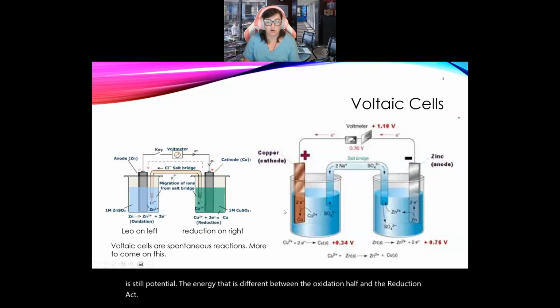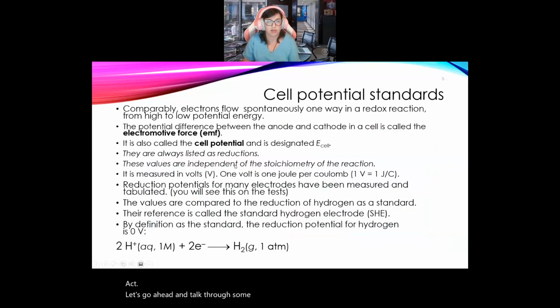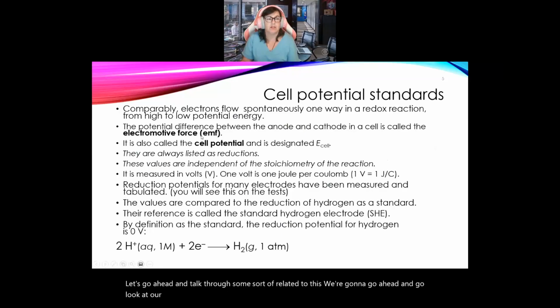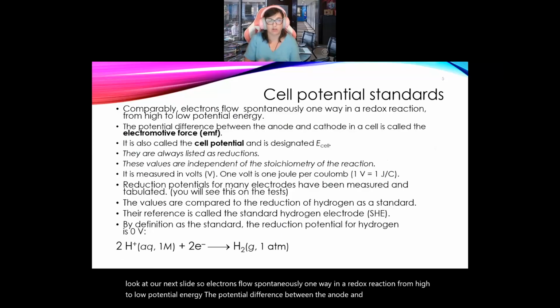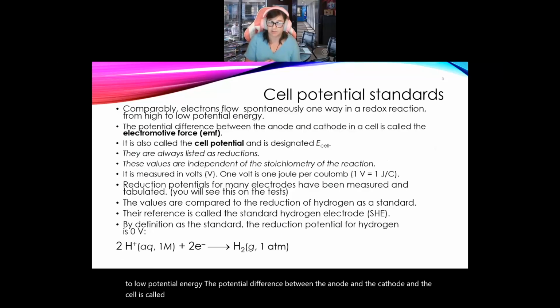Now, let's go ahead and talk through some of the terms that are related to this. So we're going to go ahead and look at our next slide. So electrons flow spontaneously one way in a redox reaction, from high to low potential energy. The potential difference between the anode and the cathode in a cell is called the electromotive force, the EMF. It's also called the cell potential. It's designated as E cell.